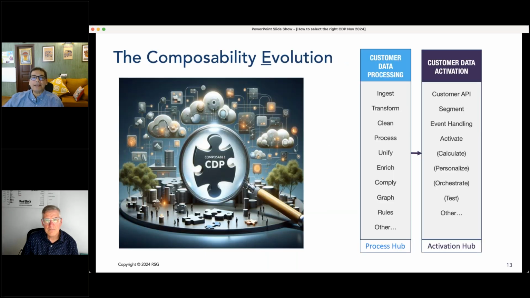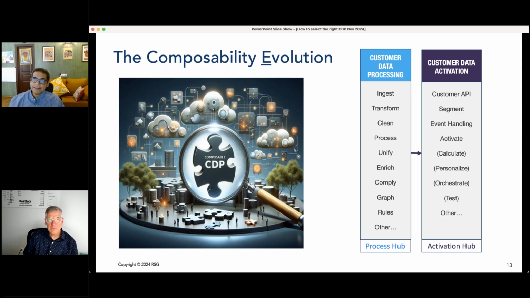So in a sense, the future of CDPs revolves around enhancing their role in decision-making, orchestration, and integration, right? And that brings us to this slide about how composability is evolving in context of CDPs. Tony covered some of it already, right? So essentially, we see that the CDP ecosystem is likely to focus on two distinct layers: customer data processing, or the process hub, and customer data activation, or the activation hub, right?